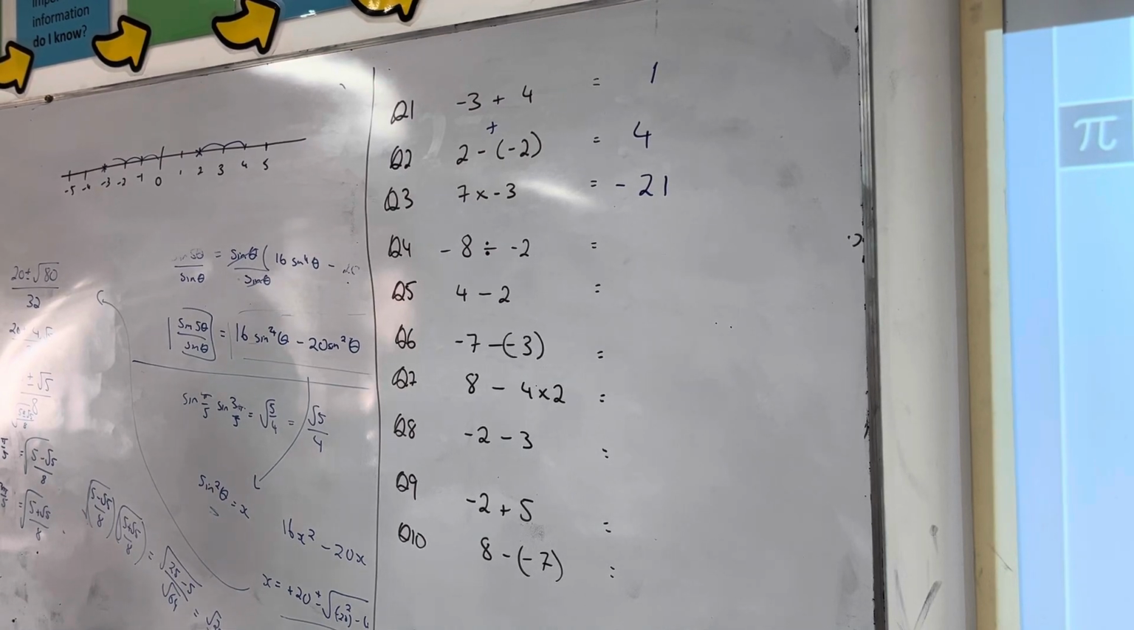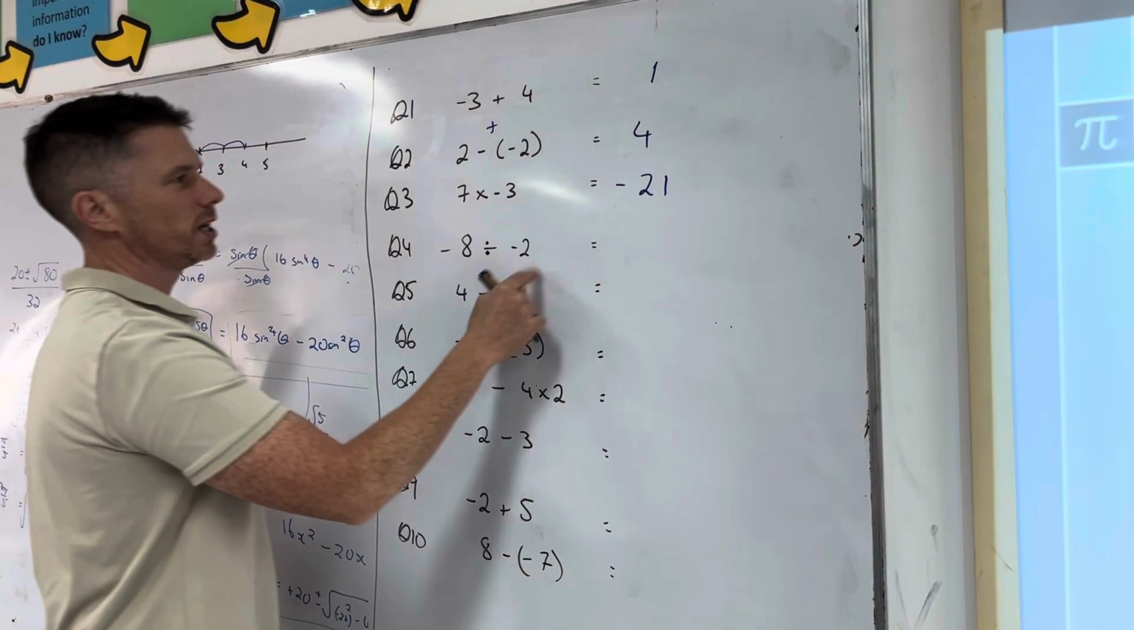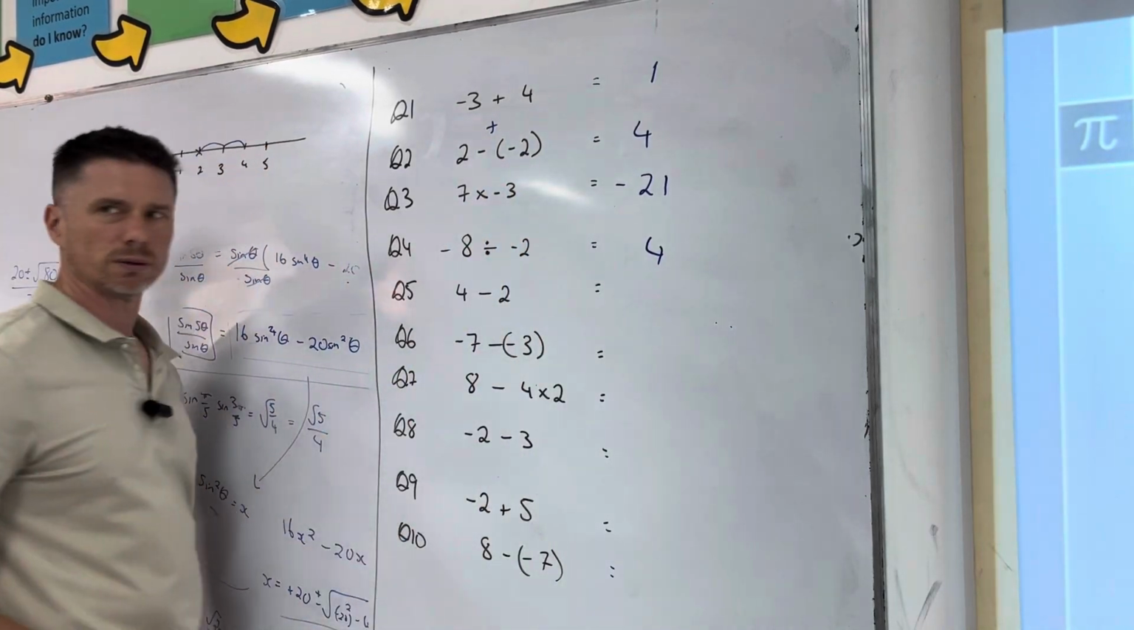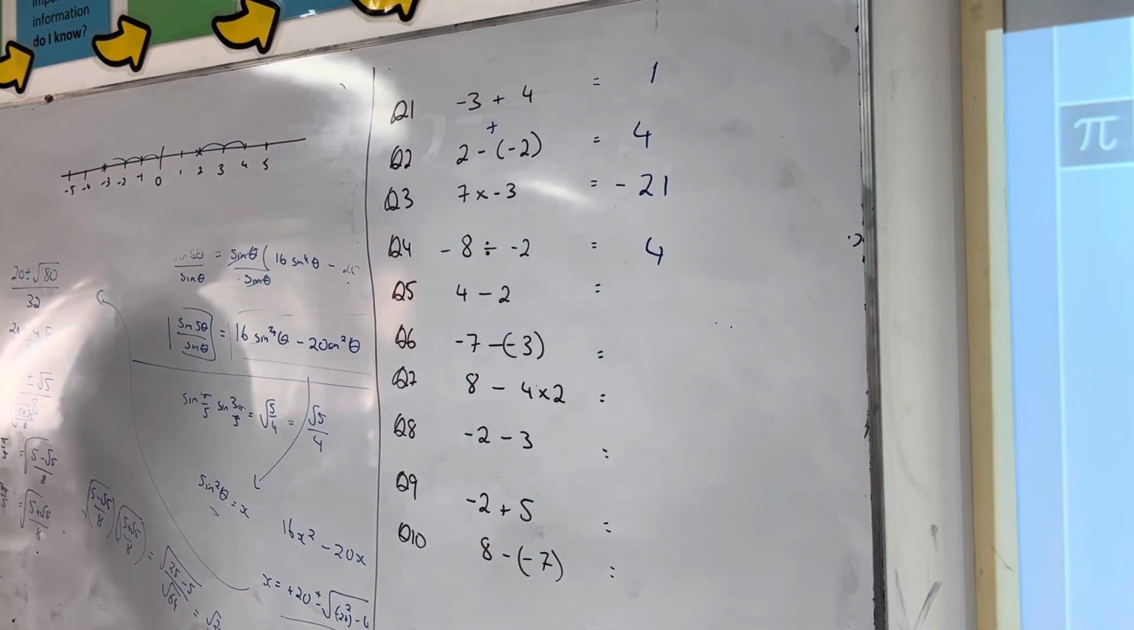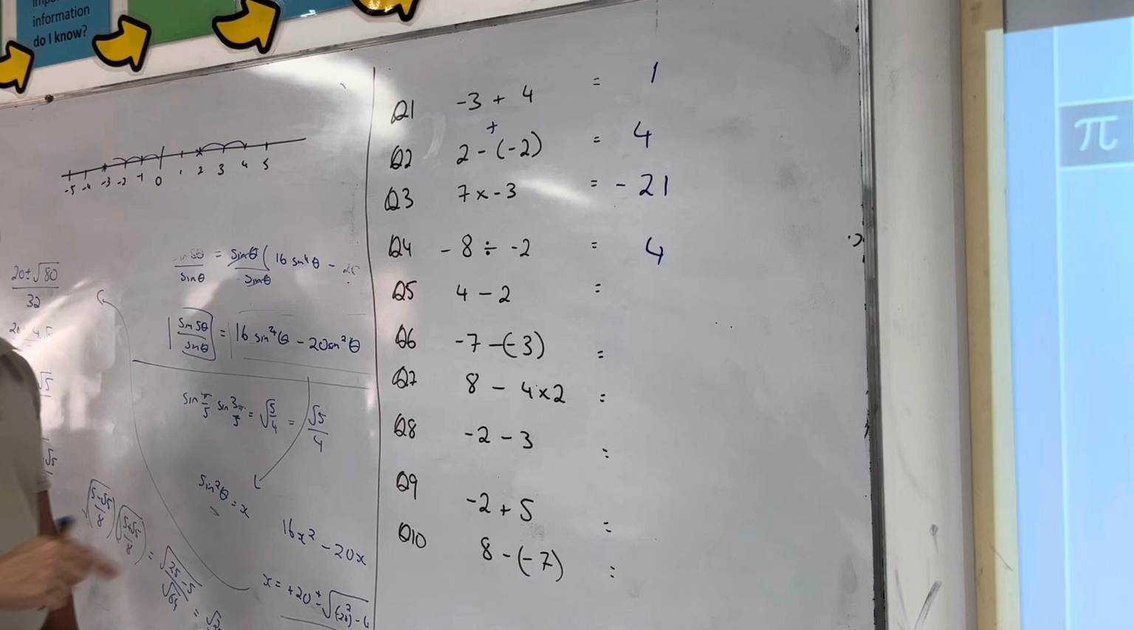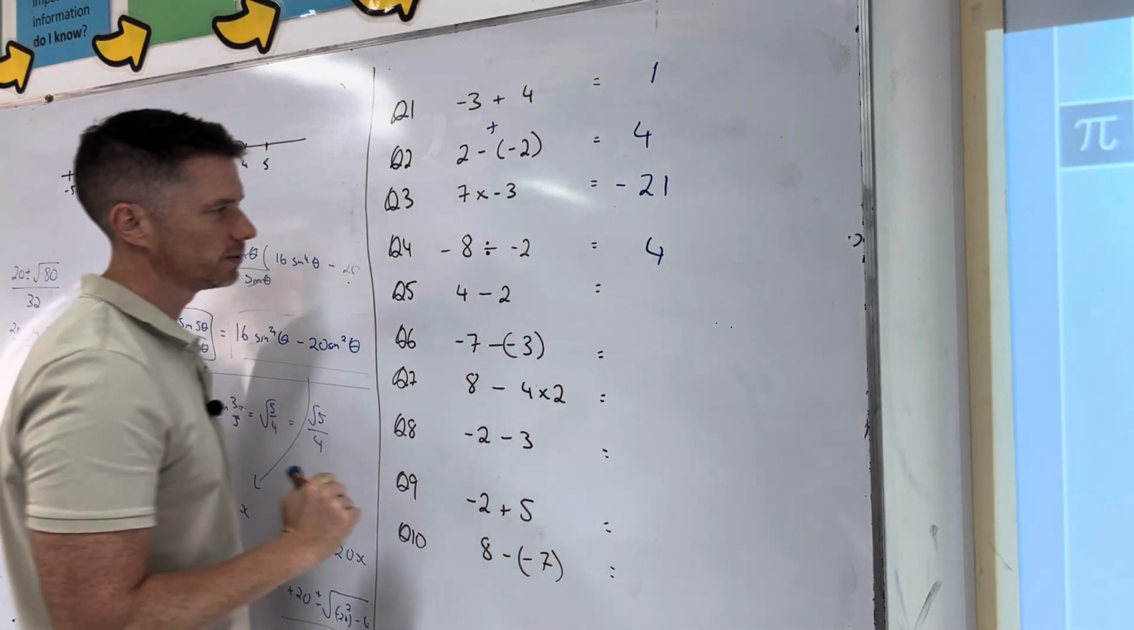Negative 8 divided by negative 2. Well, I just do the numbers. 8 divided by 2 is 4, and then I think about positive or negative. A negative divided by a negative equals a positive, yeah. So that double negative, again, equals positive.